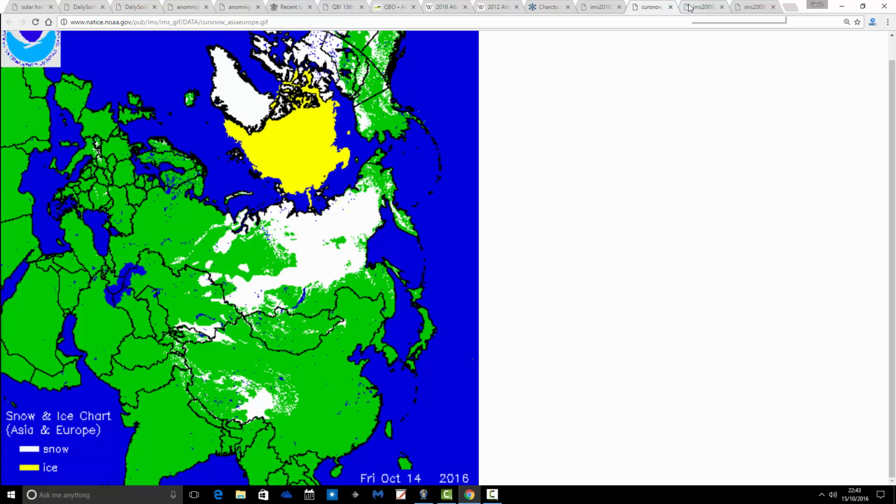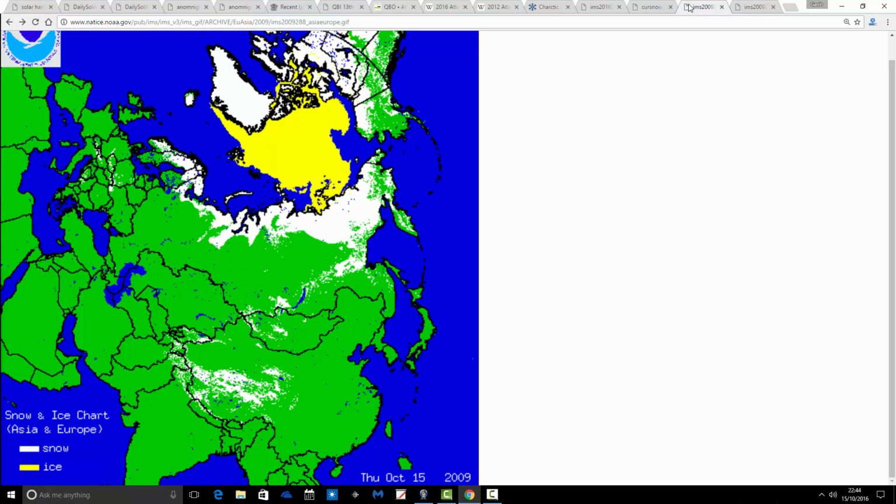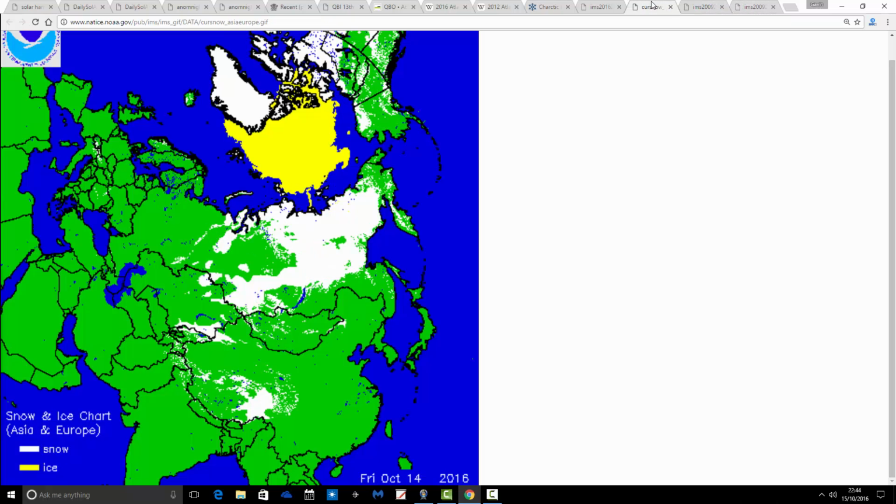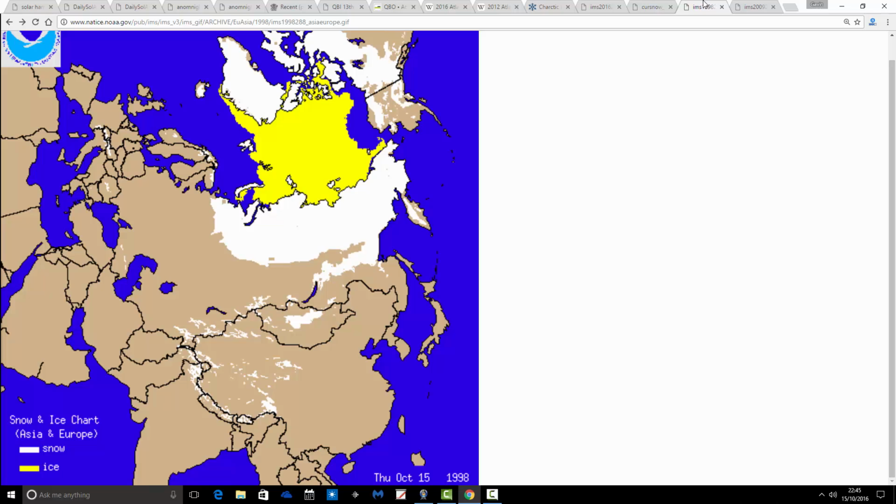So let's see how this compares with past years. And I'm going to try and get us back to 1998 in a second. Sorry about that, so I've got us back to 1998. And this was the situation across Russia and Siberia in terms of snow cover at this point, middle of October in 1998.